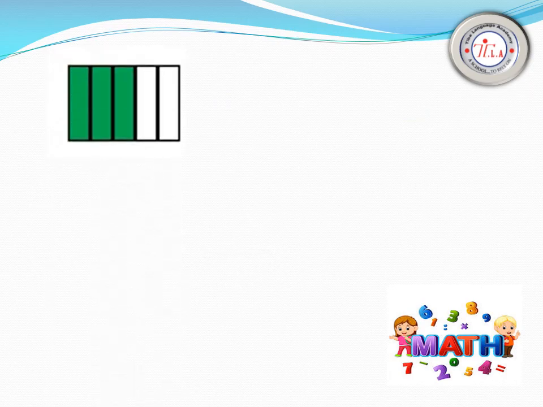Here, the first step, I will make a line. How many total parts? 1, 2, 3, 4, 5. We have 5 parts. Excellent. And now the number above the line. How many shaded parts? 1, 2, 3. 3 shaded parts.